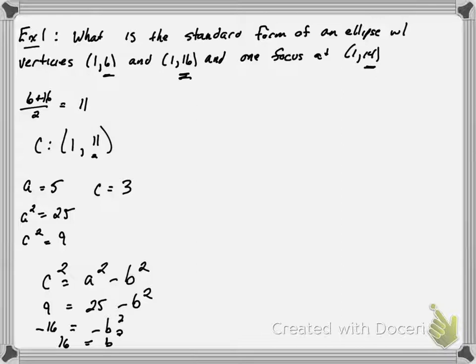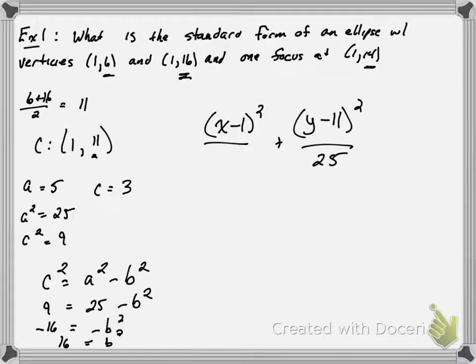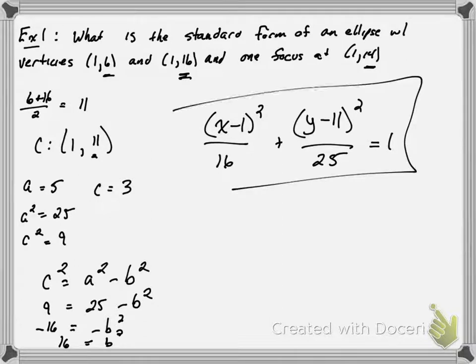So let's write my equation of my ellipse. We know that x comes first always in an ellipse. So it's x minus 1, opposite in parentheses, squared, and then plus y minus 11, again opposite in parentheses, squared. Now, which one goes where? Because my vertices are on the y, my a goes under the y. So there's 25, my b goes under the x, 16, equals 1.